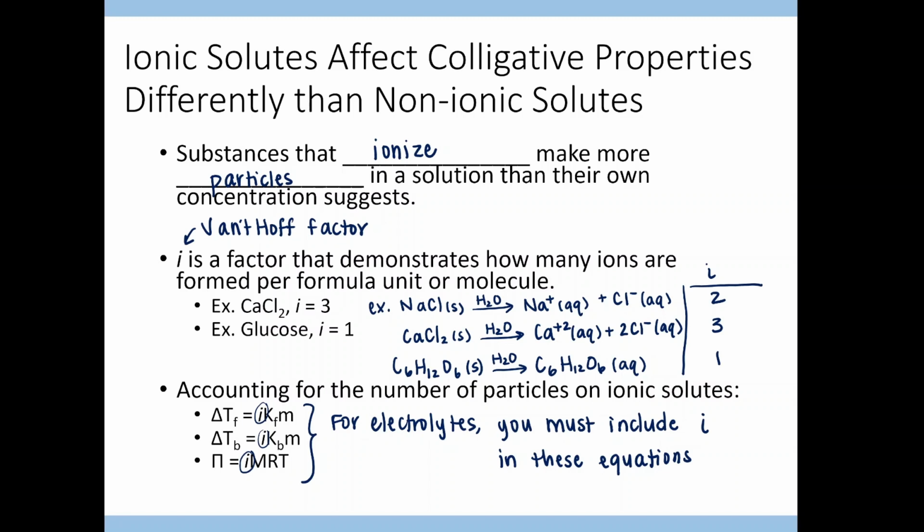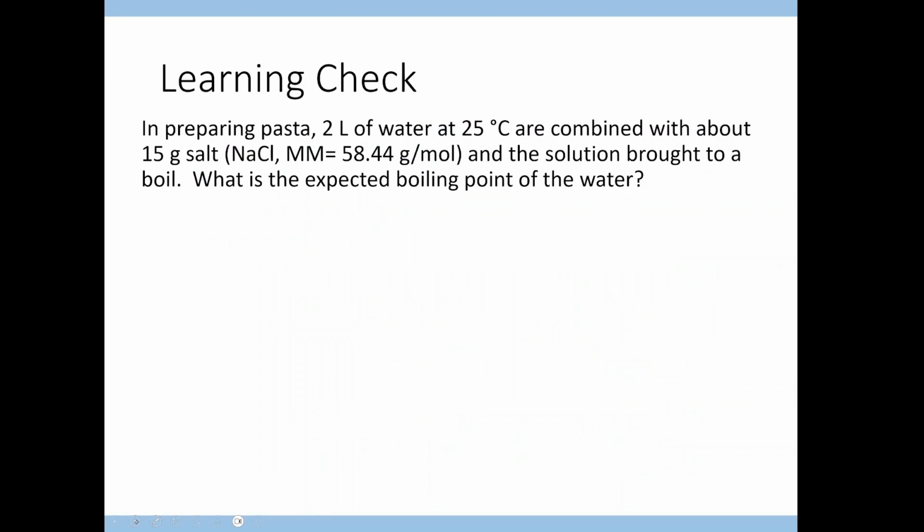Let's do a learning check. So last slide for this PowerPoint, where we'll take into account that Van't Hoff factor. Now in class I talked about adding salt to boiling water when you're cooking pasta, because that could increase the temperature of water. So let's say we have 2 liters of water at 25 degrees Celsius, and you're boiling that with 15 grams of salt, sodium chloride, table salt. The solution's brought to a boil, and we're calculating the expected boiling point of this water solution, sodium chloride and water.